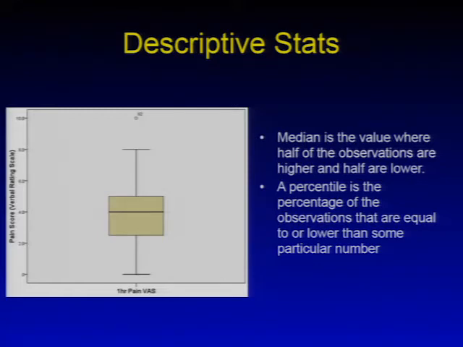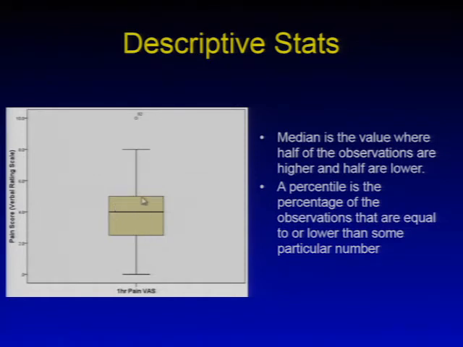So the median value is where basically half the observations are going to be higher and half are going to be lower. So in this box and whisker plot, you end up seeing the median gets plotted right at this dark black line. This is the 50th percentile. And in this case, this was for a pain score. You can see it's basically at about 4.